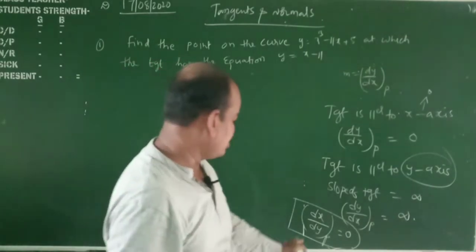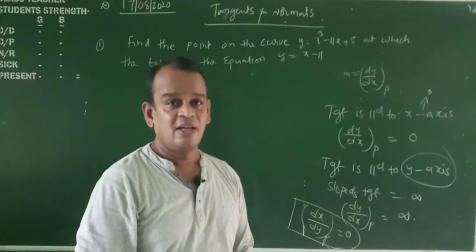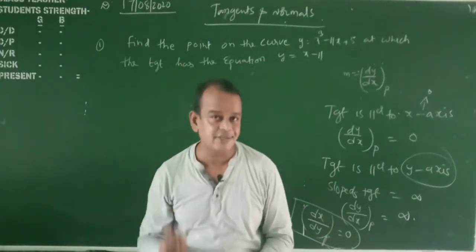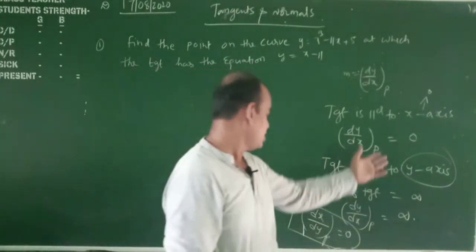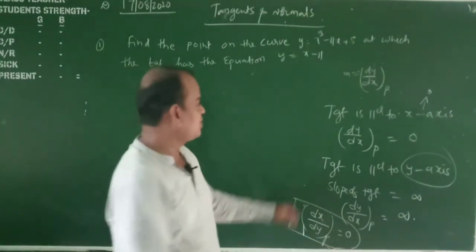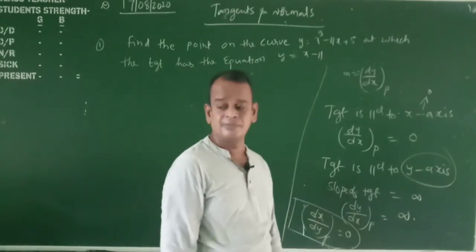My dear students, this is also a very important point. If the tangent of the curve is parallel to the y axis, then which of the following is right? dy by dx at P is infinity, and dx by dy at P is equal to 0. This way you remember these formulas, very important.